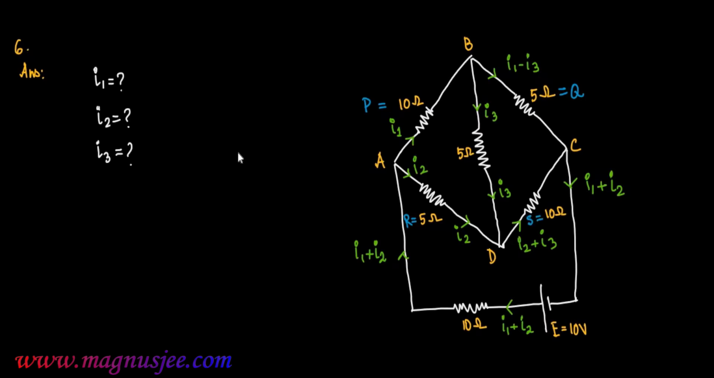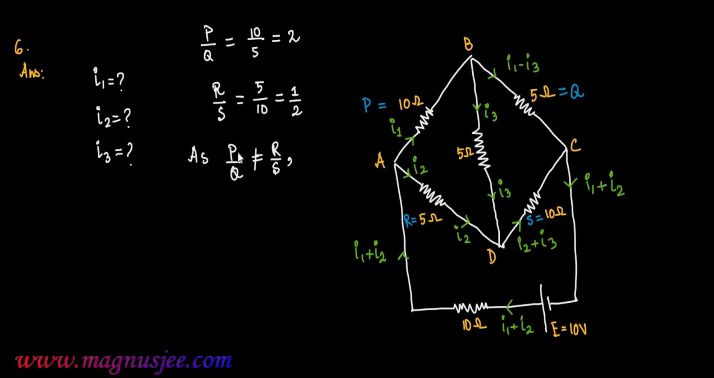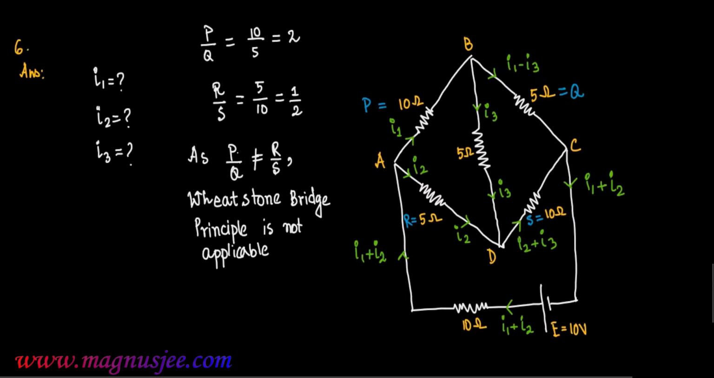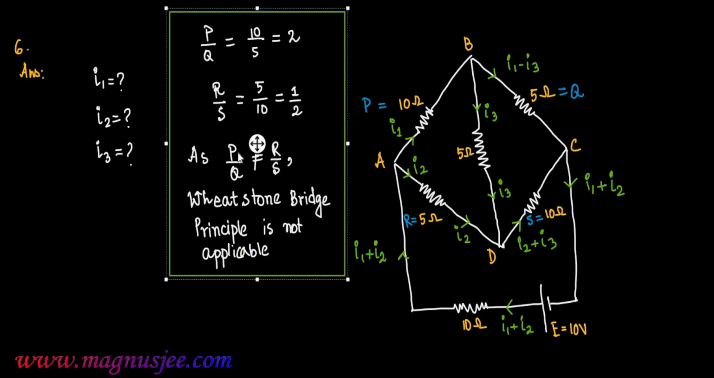Here we can give names to the resistors: P equal to 10 ohm, Q equal to 5 ohm, then on the left hand side R equal to 5 ohm, and on the right hand side between D and C, S equal to 10 ohm. We can check the value of P by Q. P by Q equals 10 by 5, which is 2. Now if we divide R by S, we get 5 divided by 10, which is equal to 1 by 2. P by Q equals 2 and R by S equals 1 by 2. As P by Q is not equal to R by S, the Wheatstone Bridge Principle cannot be used. It is not applicable for this case.